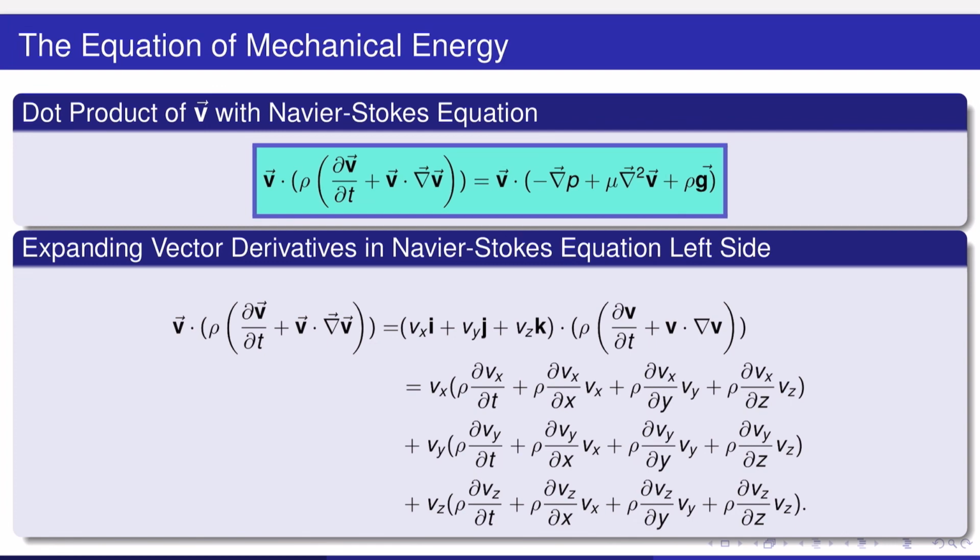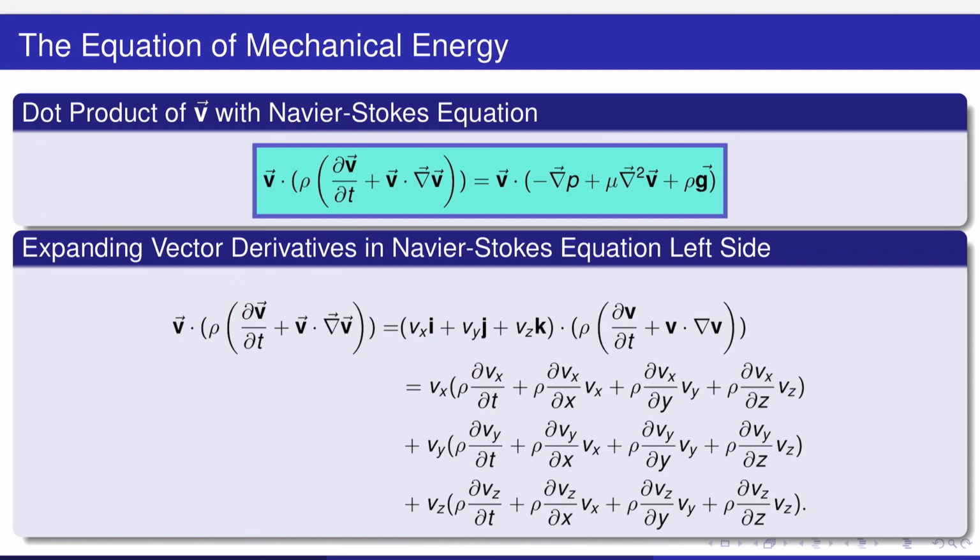If we take the dot product of v with both sides of the Navier-Stokes equation, v dot the left-hand side is equal to v dot the right-hand side. If we do that, we will get the mechanical energy. Here I am taking the left-hand side, so v dot rho ∂v/∂t plus v dot ∇v. We know that v is the velocity vector, vx i plus vy j plus vz k, dotted with rho ∂v/∂t plus v dot ∇v.